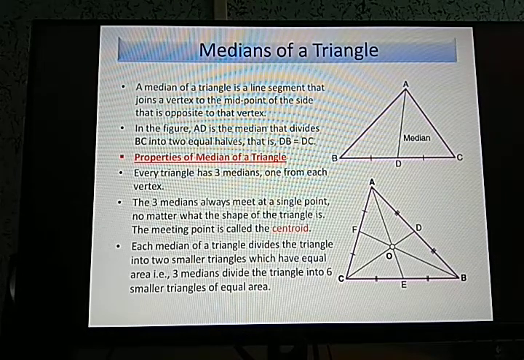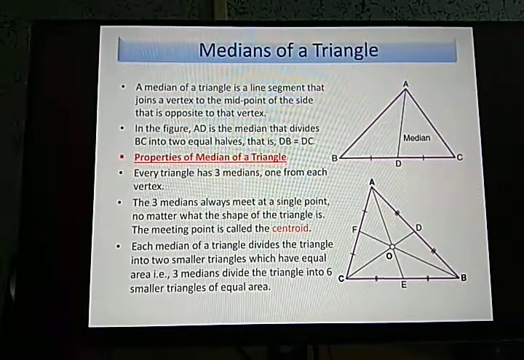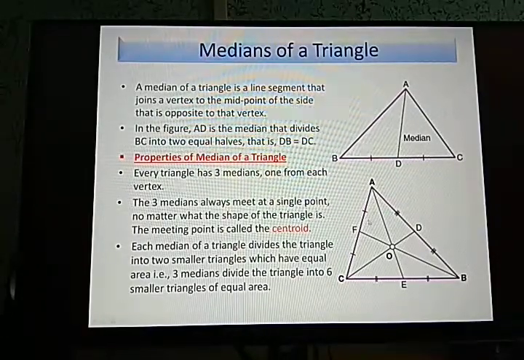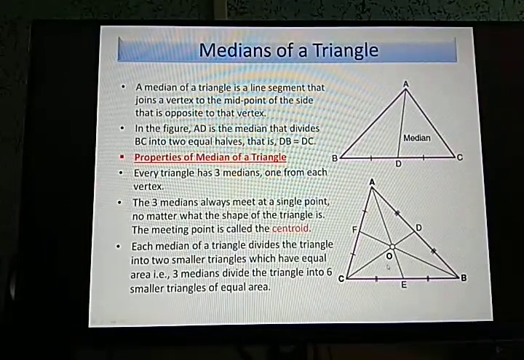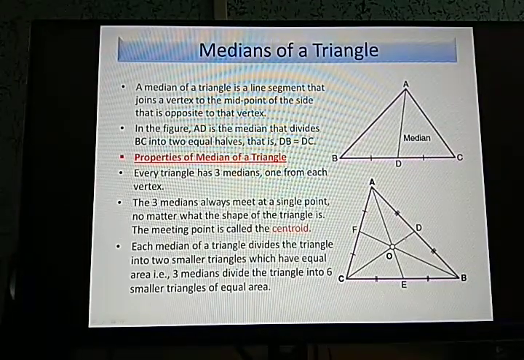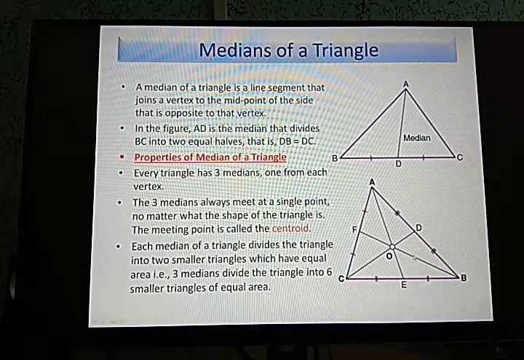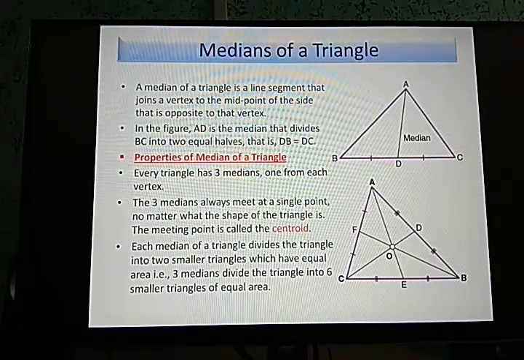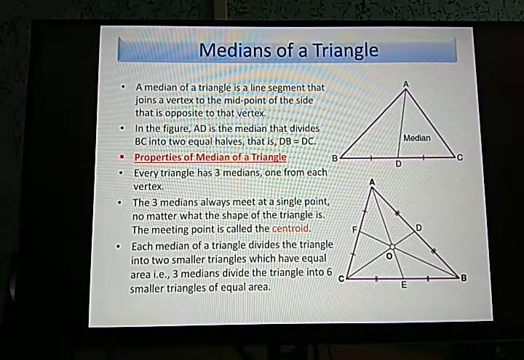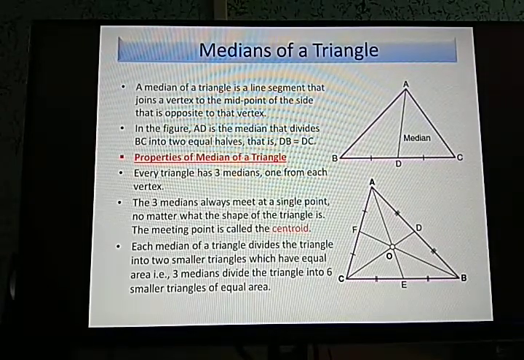So as a result, how many triangles will it be divided into? Eventually, it will divide into 6 equal triangles. As you can see here, this area is one triangle, this is another triangle, this is another, this is another, this is another, and this is another triangle. So altogether there are 6 triangles formed by 3 medians, and all of these triangles' areas will be the same. Clear? So eventually the whole triangle is divided into 6 smaller triangles of equal area.